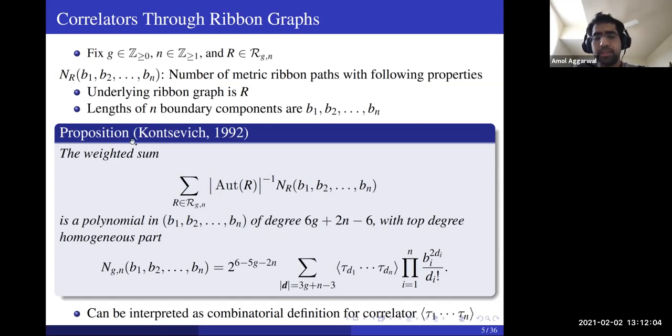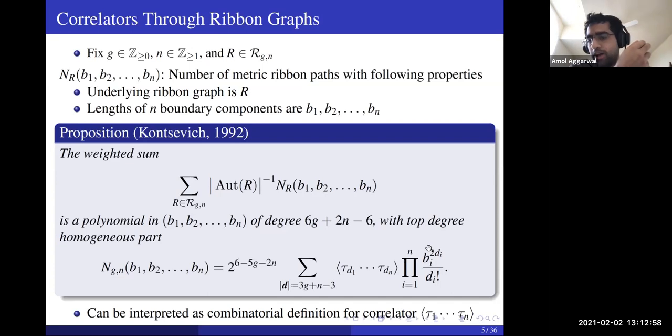So the proposition, the equivalence between the notion I'm going to describe here and the previous one, this algebro-geometric description, is non-trivial. It was due to Kontsevich in 1992. The statement is that if I take the sum over all ribbon graphs R, weighted by the inverse of the number of automorphisms of R, of N_R(b1, b2, all the way to bn), this is going to be a polynomial in the bi, of degree 3g plus 2n minus 6. And its top degree homogeneous part is going to be this polynomial here. It's some prefactor power of 2 times a sum. I have these intersection numbers. I'm summing over all n-tuples d whose total size is 3g plus n minus 3. The coefficient here is going to be this intersection number.